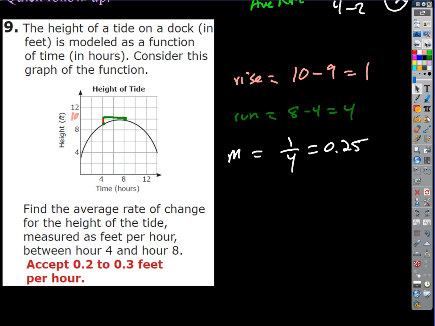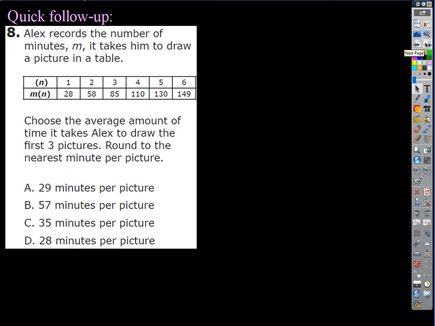Okay, last one. What about this? Alex records the number of minutes M it takes him to draw a picture in a table. Okay, so one drawing takes 28 minutes, 2 drawings takes 58, 3 takes 85. Choose the average amount of time it takes Alex to draw the first 3 pictures. This is a very simple problem. What do you do? Add them all.